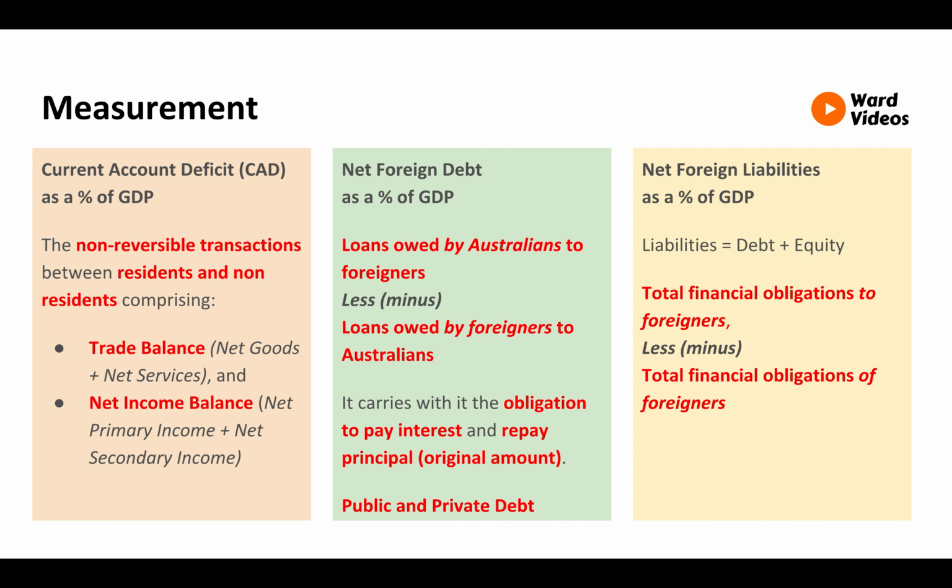The third measure is net foreign liabilities as a percentage of GDP. Now, liabilities is debt plus equity, and it's equal to the total financial obligation to foreigners less obligation of foreigners to Australians.